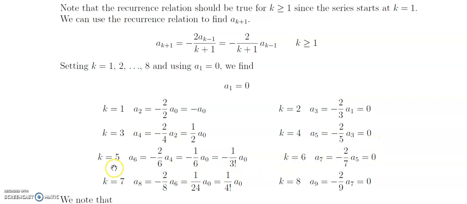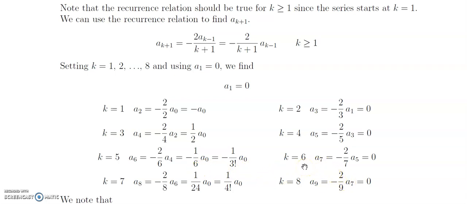Now we make k equals 5. We get a6 equals negative 2 over 6 times a4. a4 is 1/2 a0, so substituting that we get negative 1/6 times a0. And 6 is equal to 3 factorial, so we'll write it in this form. We get negative 1 over 3 factorial times a0. Remember, 3 factorial is 3 times 2 times 1, which is 6.